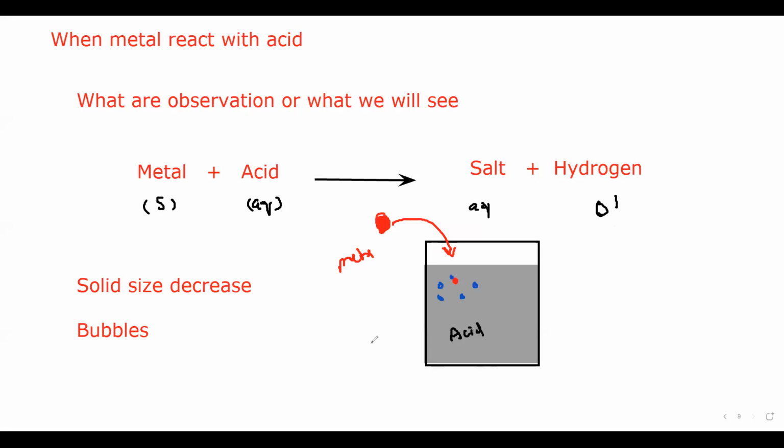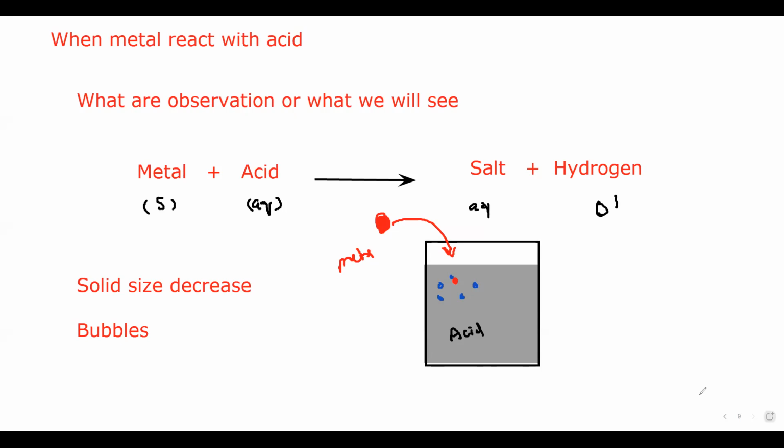Sometimes in exams they ask you to state the observation when acid is mixed with metal. Sometimes you have to complete the equation. So how do you complete the equation? The first name of the salt is coming from the metal, and the second name is coming from the acid.